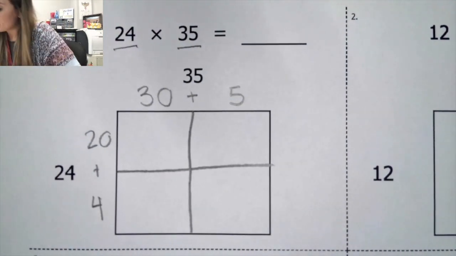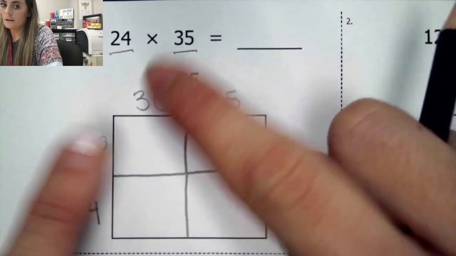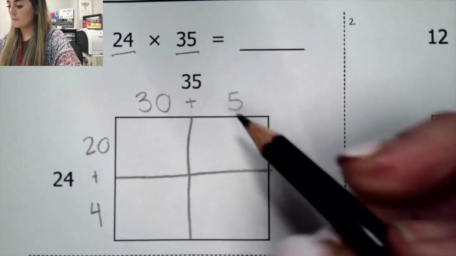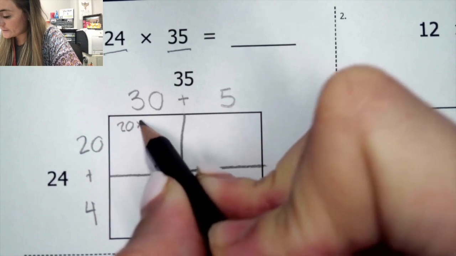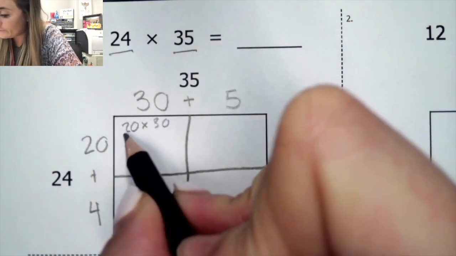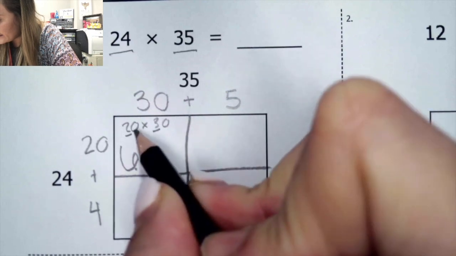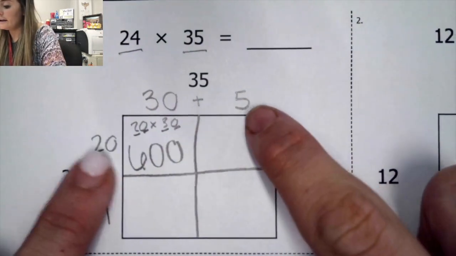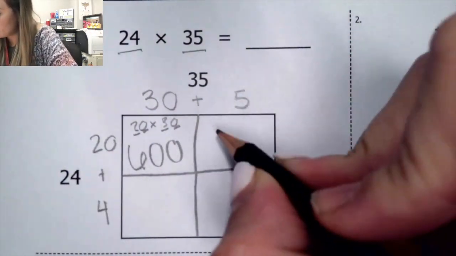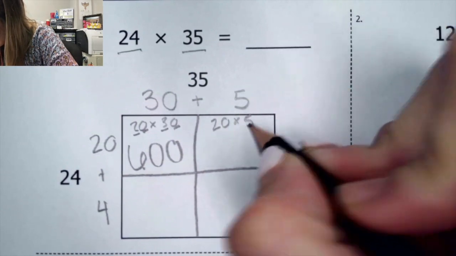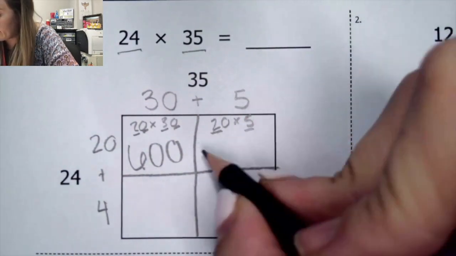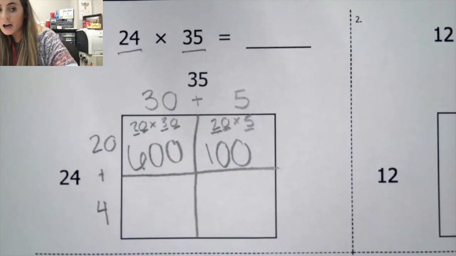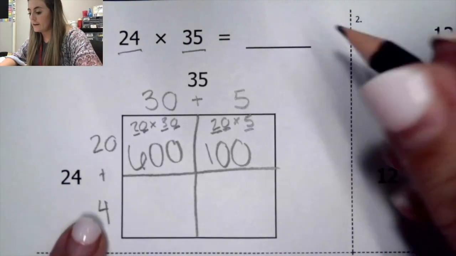Now I'm going to match up the two. Okay, and where those two meet up is where that box is. So, for this one, it's 20 times 30, right? And we know that 2 times 3 is 6, and then I have 2 leftover zeros, so it's 600. Now, I go 20 and 5 meet here. This would be 20 times 5. Well, I know that 2 times 5 is 10, and I have a leftover zero right here, so that makes it 100. Okay?